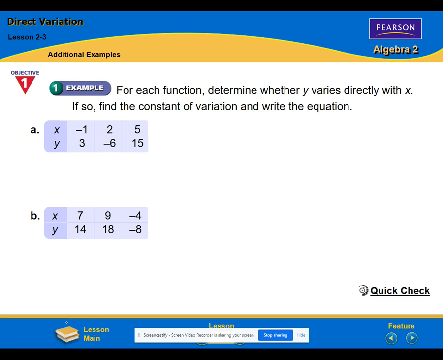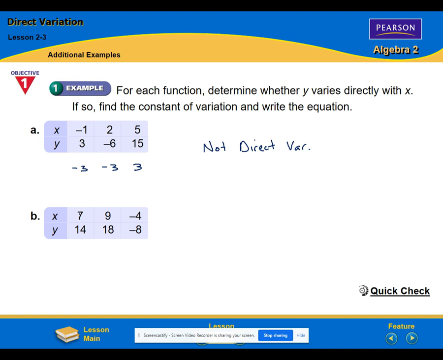In that first table, if I divide the y by the x here, 3 divided by -1 would be -3. If I divide -6 by 2, I get -3. So far, so good. Oh, but when you divide 15 by 5, it's +3. That's not constant. This is not direct variation because that's not a constant of variation. If we had gotten the same number each time for all of them, then that would have been your constant of variation, and the answer would be yes, this is direct variation, but this one is not direct variation. And I'm not going to abbreviate this DV because we already have an abbreviation for DV, dependent variable.